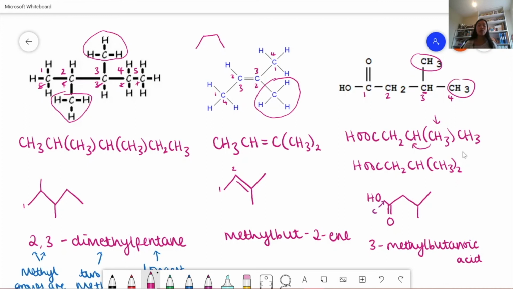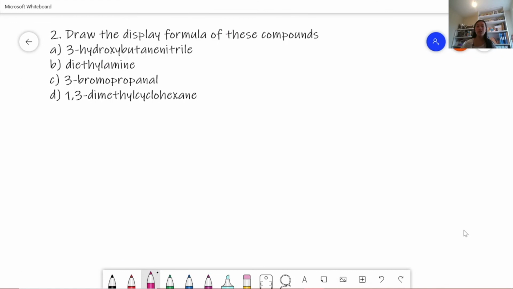And that's why when we have carboxylic acids, we never have butan-1-oic acid or butan-2-oic acid, because they're always at the end, and it's convention to label that carbon as 1. Before I move on to question 2, feel free to click off the video and try it for yourself first. So draw the display formula of these compounds. For A, draw the display formula of 3-hydroxybutane nitrile.